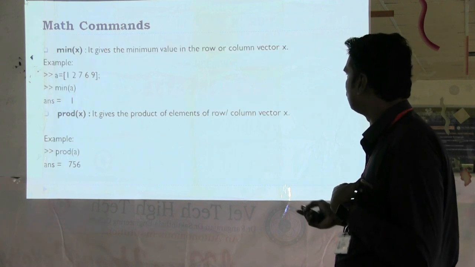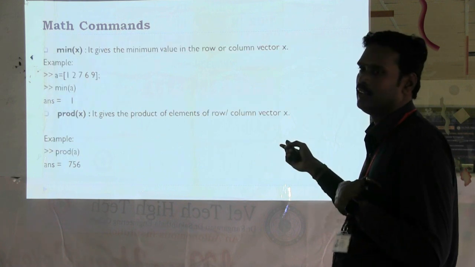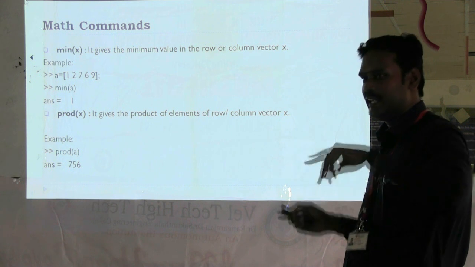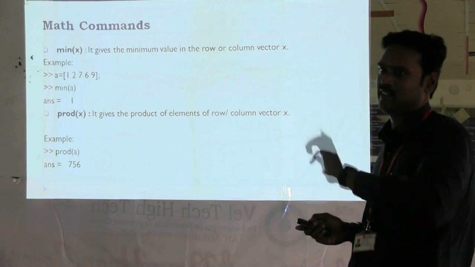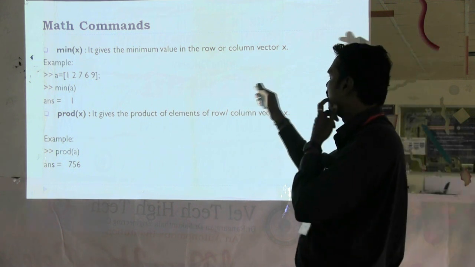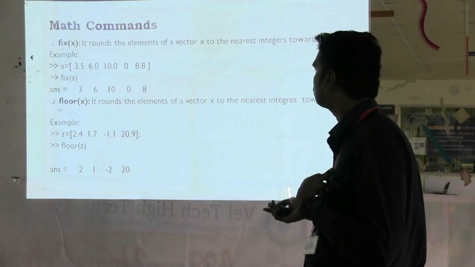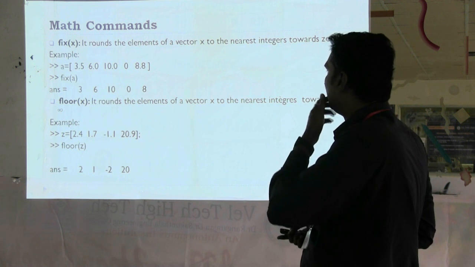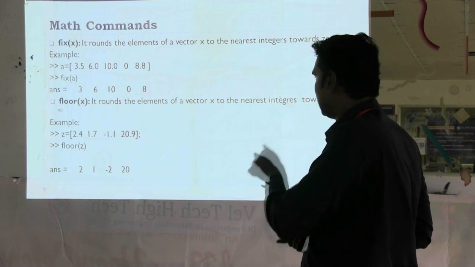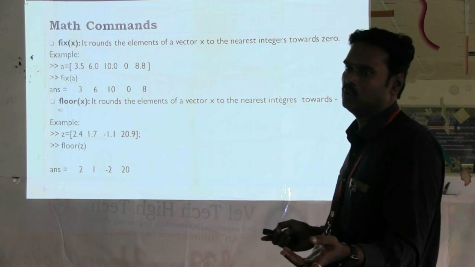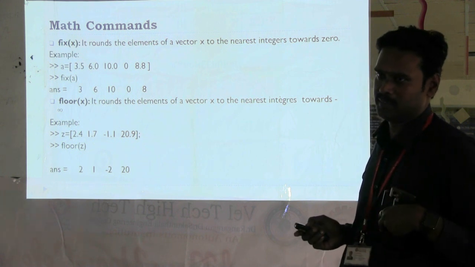Actually, here this product is only for these numbers. Determinant is different, DET, and that I will also show you. This product means 1 into 2 into 7 into 6 into 9. That purpose we can use it here. Next, these are some codings. If you want, you can use them for your program purposes.